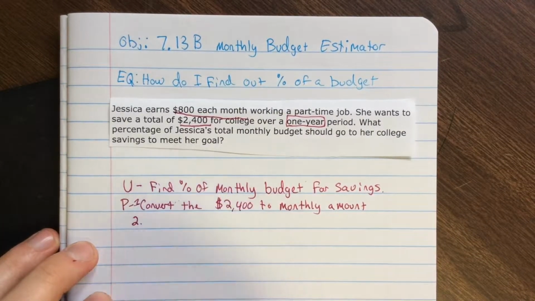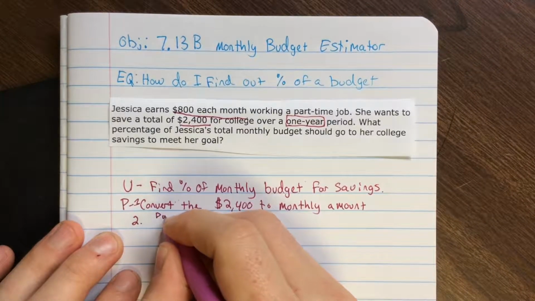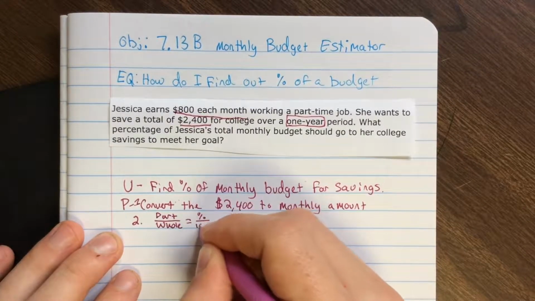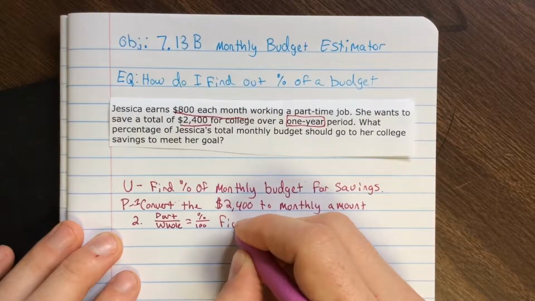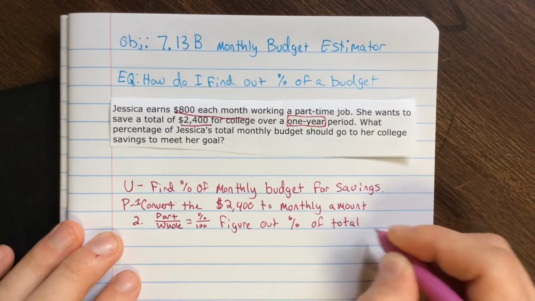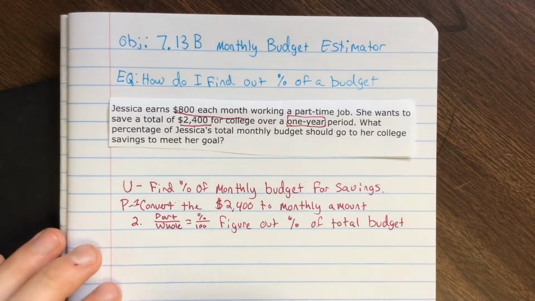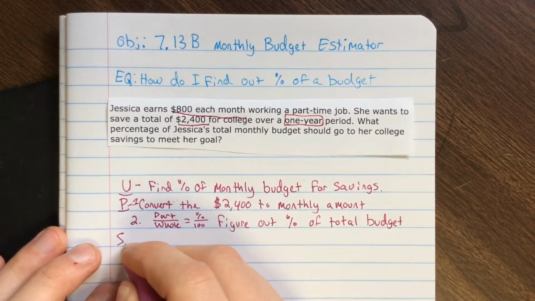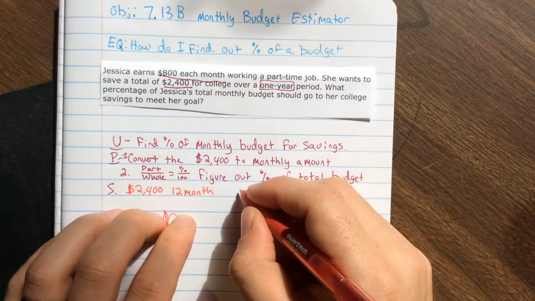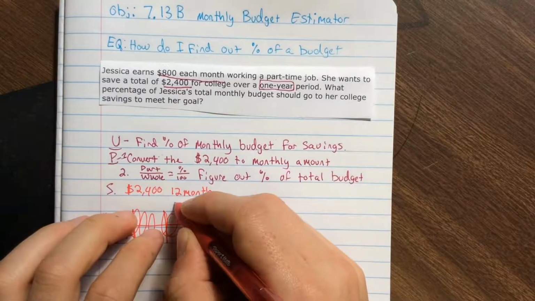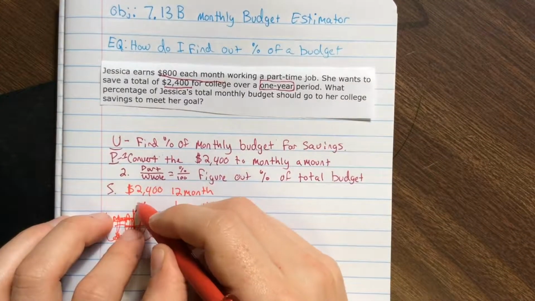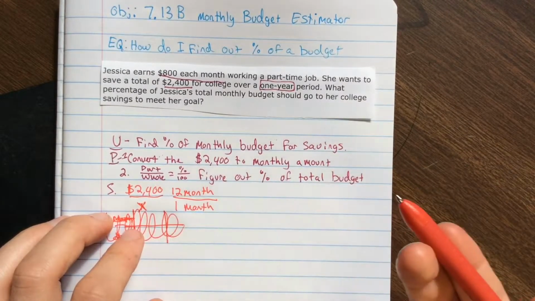So that's our first step, right? But there are two steps. We have to use part over whole equals percent over 100 to figure out the percent of total budget. All right, so that's our plan. Now let's go into solving it. If we know it's $2,400 for 12 months, what would it be for 1 month? That's what I'm trying to figure out. The way I just wrote that is essentially just like using the one box.